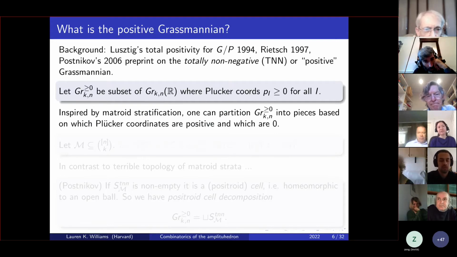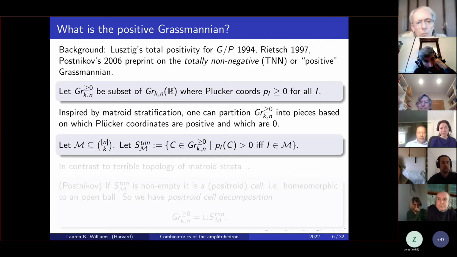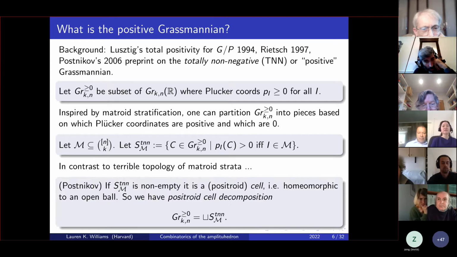And now, inspired by the matroid stratification, one can partition this positive Grassmannian into pieces based on which Plücker coordinates are strictly positive and which are 0. So if M is a collection of k-element subsets of 1 through n, then we let S_M be the set of all elements in the positive Grassmannian where your Plücker coordinate is strictly positive if and only if I lies in your collection. And in contrast to the terrible topology of matroid strata, Postnikov showed that if this set is non-empty, then it's actually a cell. It's homeomorphic to an open ball, and this gives what he called the positroid cell decomposition.